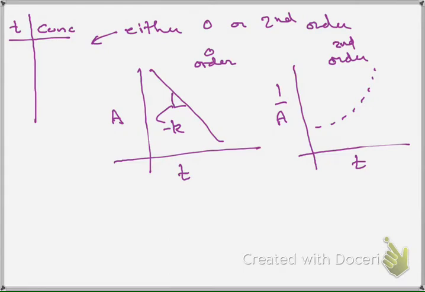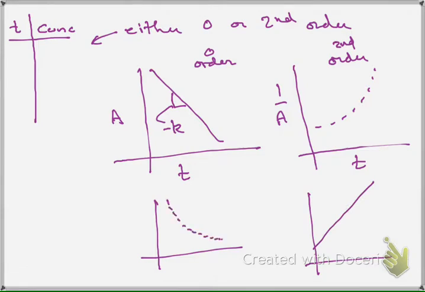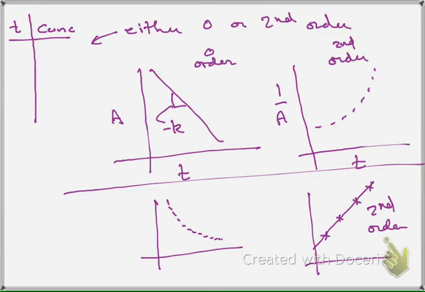On the other hand, if I graph it like this, right? And it goes like this, and then this one's going to go like this, then it's second order. Two different possibilities with two graphs. All your data points will fall on this straight line.